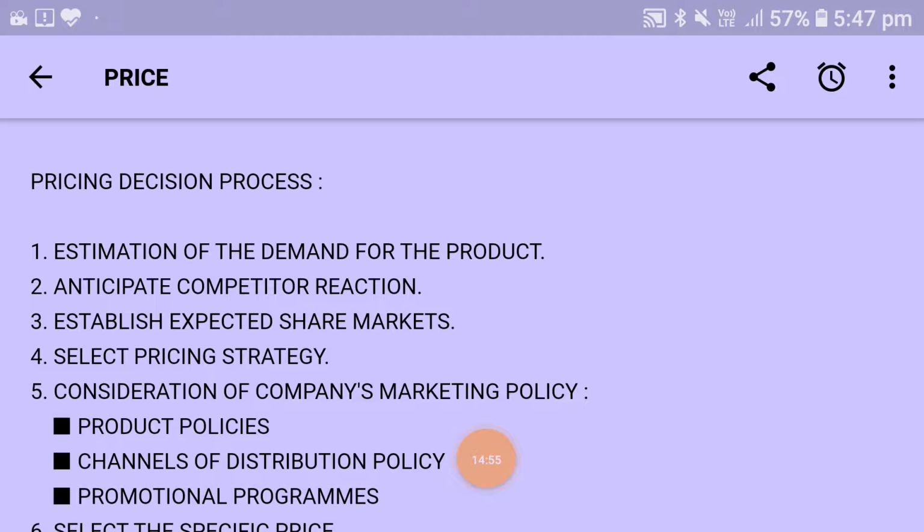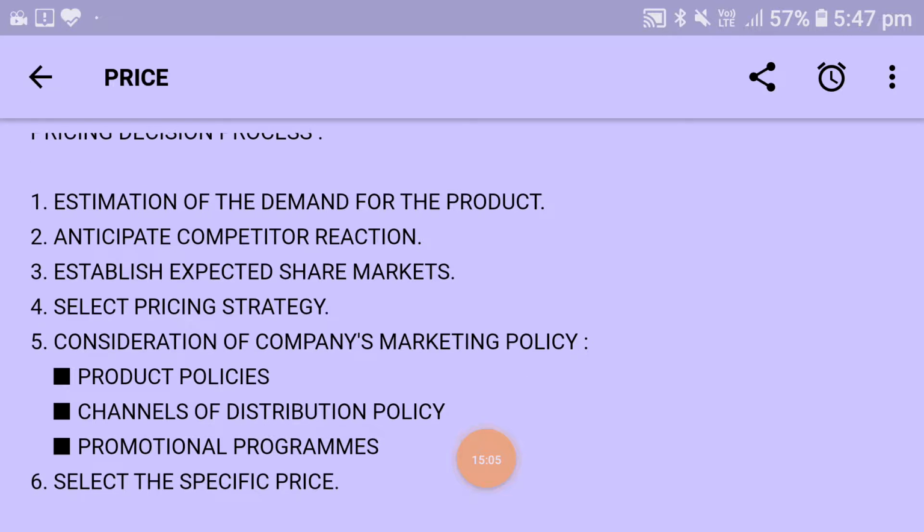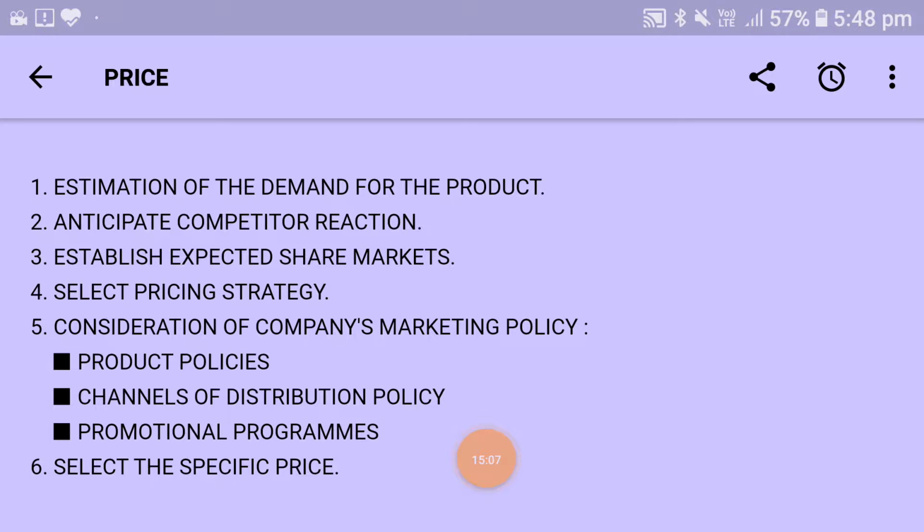Next is selecting pricing strategies. You need to decide whether you are going to opt for skimming prices or for penetrating prices. So this should be selected. Next is consideration of the company's marketing policy, under which you consider what the product policy is, what the promotional policies are, and what the channels of distribution policy are. You need to consider these kinds of things as well.